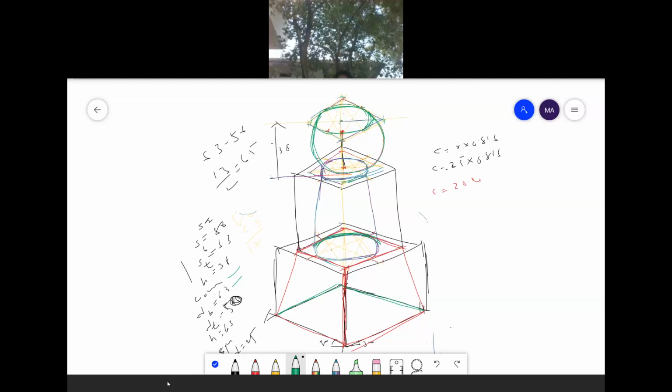Ima, any doubts? Try to draw using your drawing instruments, then only you can understand, otherwise it is very difficult for you.